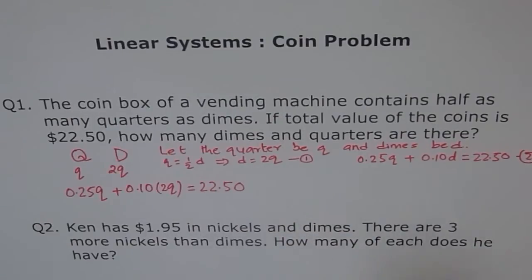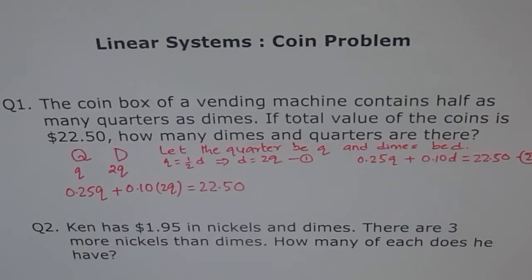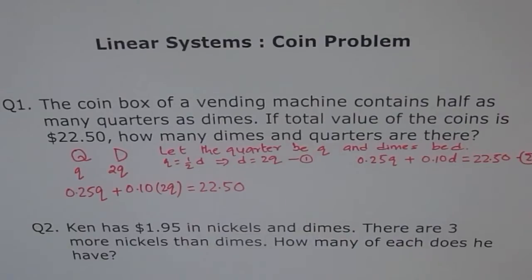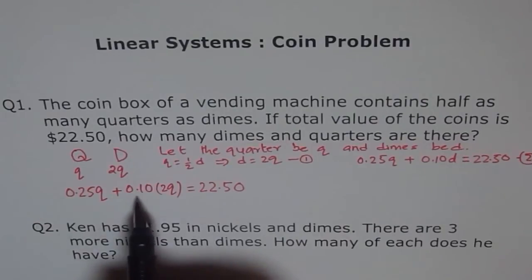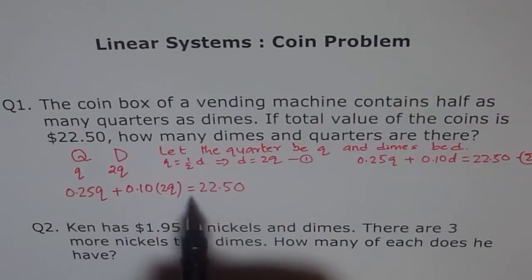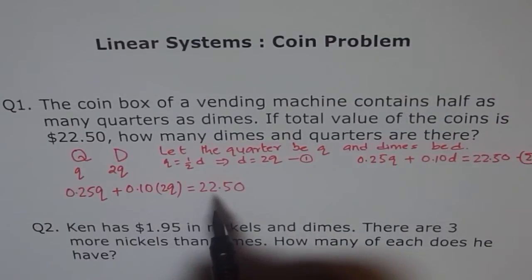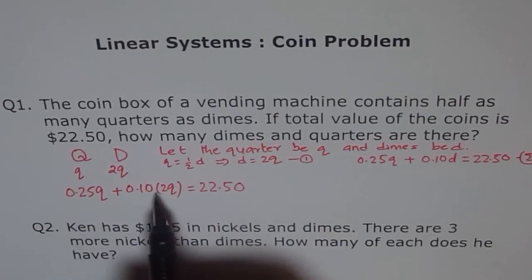Now you have to solve it. I have seen that some students find it very difficult to solve with decimal numbers, right? So if it is difficult for you, get rid of decimal numbers. How are you going to get rid of decimal numbers here? Multiply by 100, correct? If you multiply everything by 100 on both sides, equality doesn't change. It's still equal.